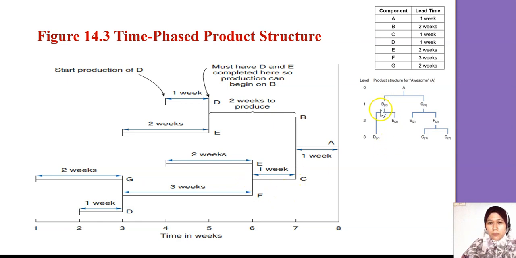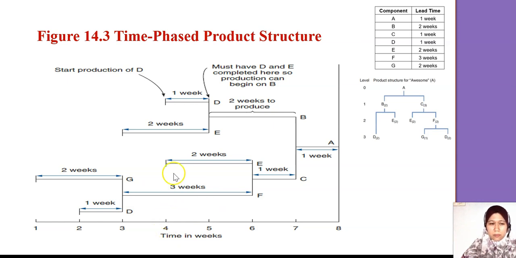And then after B, we go to E first. E is 2 weeks, so from D, so E, 1, 2, so week 3. And D is 1 week, so from B, 1 week. Here is D.